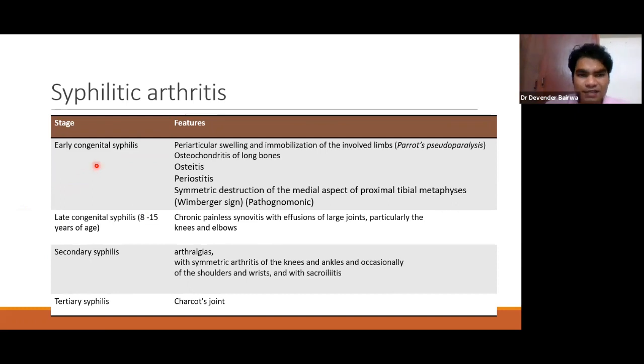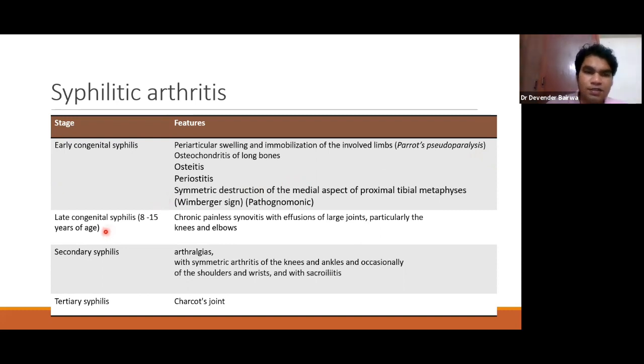In case of early congenital syphilis, which presents at birth or within a few years of birth, you can find periarticular swelling and immobilization of the involved limbs, that is known as Parrot's pseudoparalysis. There can be osteochondritis of the long bones, or there can be osteitis or periostitis. The Wimberger sign, which is symmetric destruction of the medial aspect of the proximal tibial metaphysis, is one of the pathognomonic findings of congenital syphilis, which is not seen anywhere else.